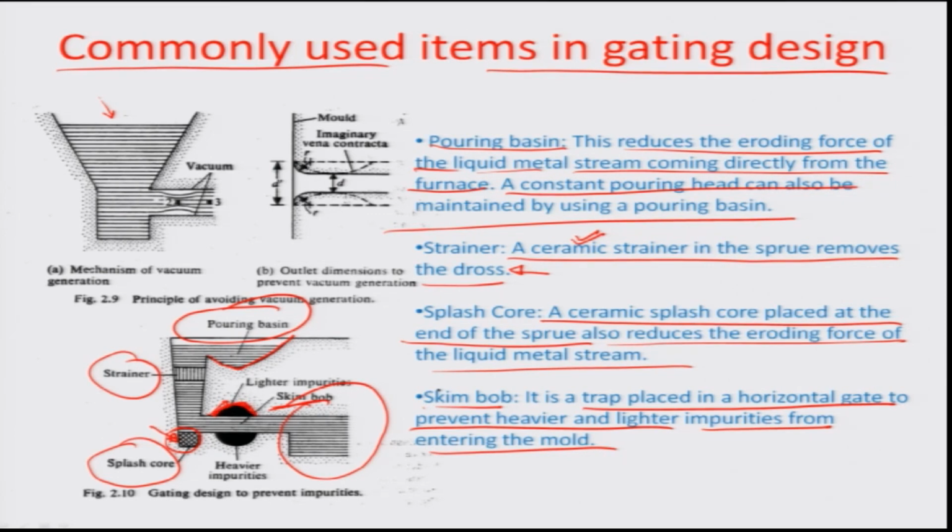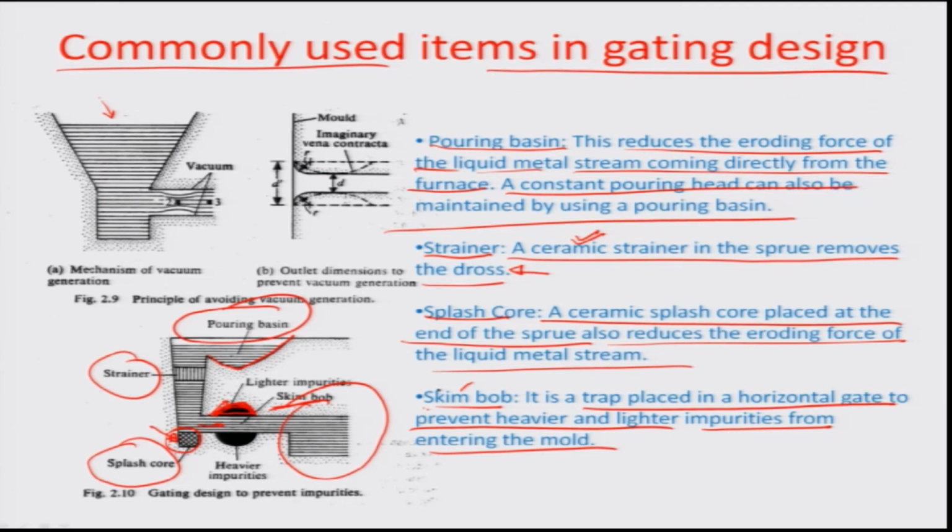So, there will not be much diffusional migration between the mainstream and this dross collected right about here. Okay. So, that is how the skim bob works. So, you have all these different pouring basins, strainer, splash core and skim bob being a part of the gating design to prevent the impurities from going.